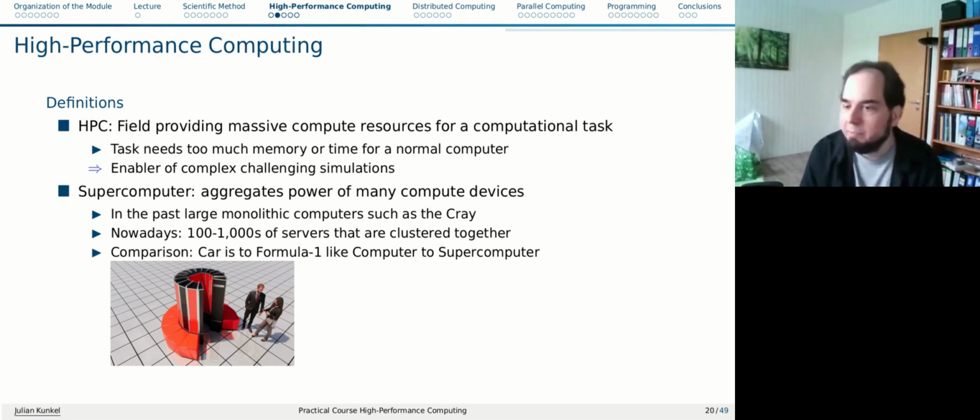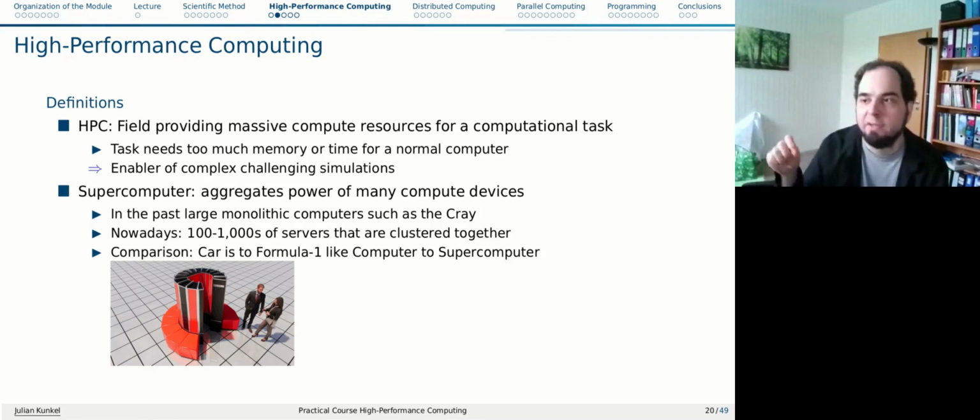In the past, you had really big systems. Here is one that is taller than 2 people. It was a monolithic computer. And there were also monolithic computers that actually filled halls. Nowadays, instead of building a monolithic computer, we connect together thousands of servers, and we speak about a cluster then. So we cluster them together, and these are just very powerful individual server components that are connected with a strong network.